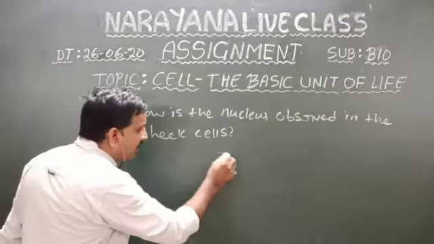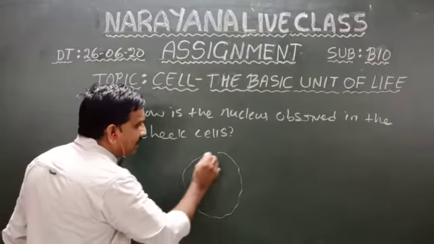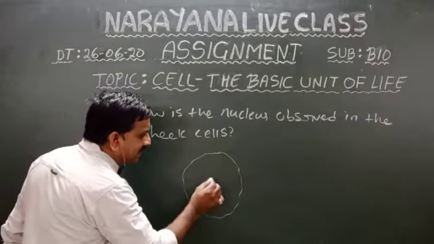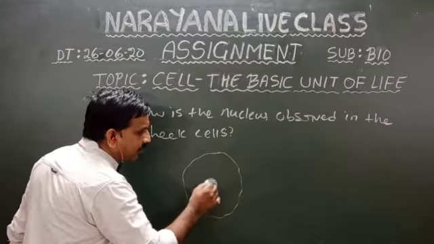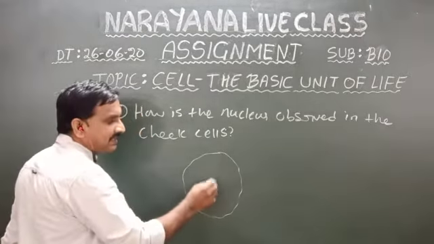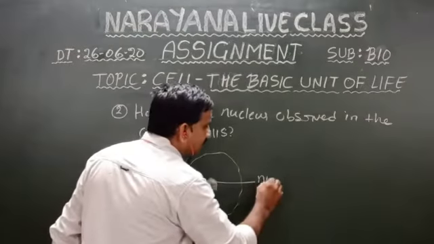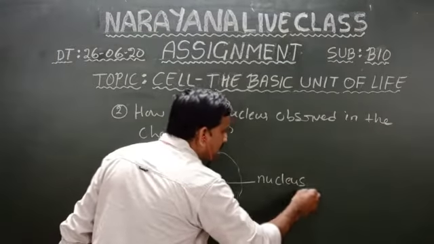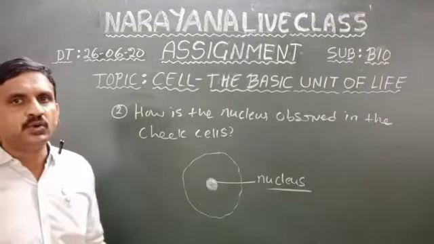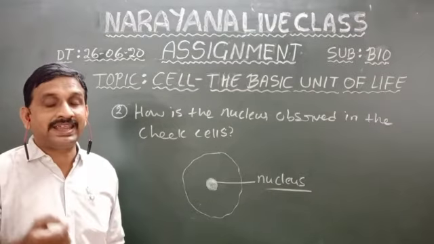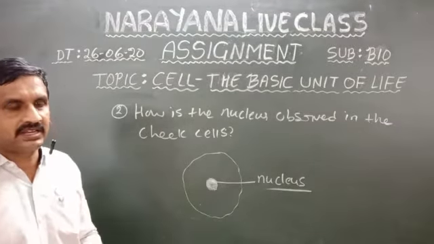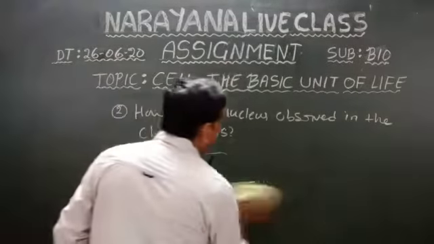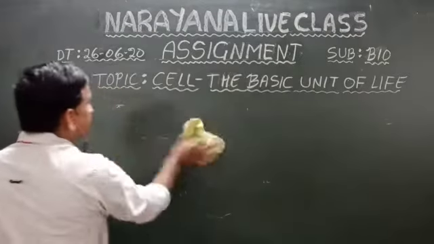Look at the board, this is the animal cell. Here we observe one stained dense body in the cytoplasm at the center of the cell. This is called the nucleus. That stained dense body is called the nucleus. Is it clear?